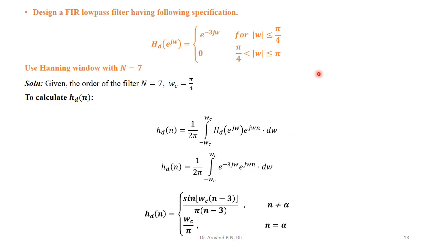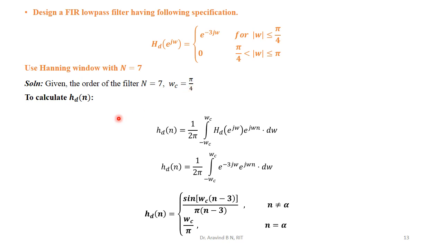Okay, so there is one more problem. In the windowing technique, we had gone through the rectangular window and the Hamming window, and just for the sake of understanding, here I'm going to introduce the Hamming window problem solution. So just go through the problem statement. Design a FIR low pass filter having the following specification. Use Hamming window with N is equal to 7. So the order N is equal to 7 is given, and the WC is given as pi by 4.